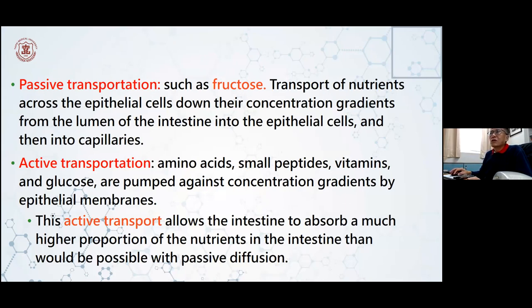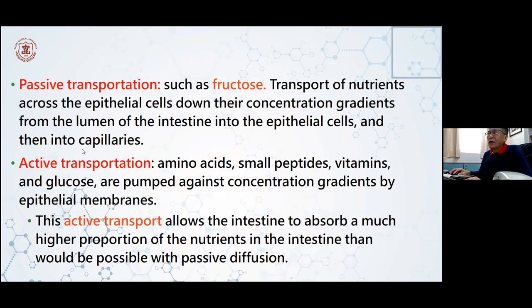So this is the transport of the nutrient across the epithelial cell down concentration gradients, from the lumen of the small intestine through the epithelial cells into the capillary. This is called passive transportation. The material using passive transportation by the concentration gradient doesn't need ATP, doesn't need energy.